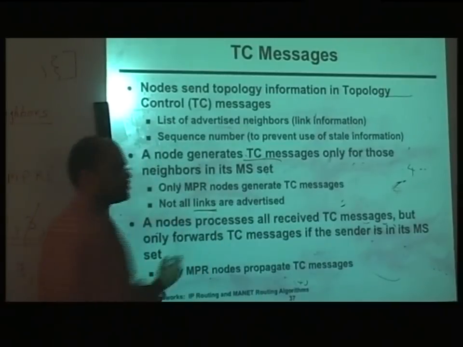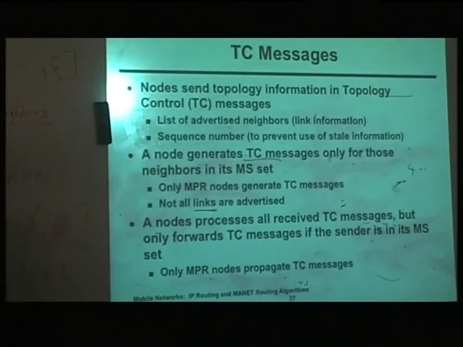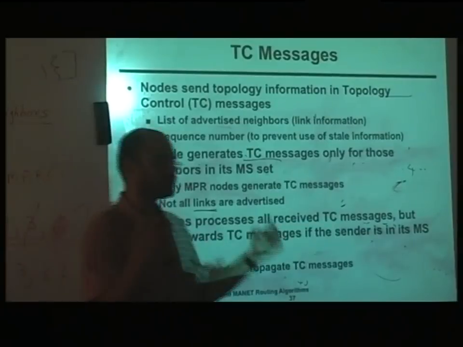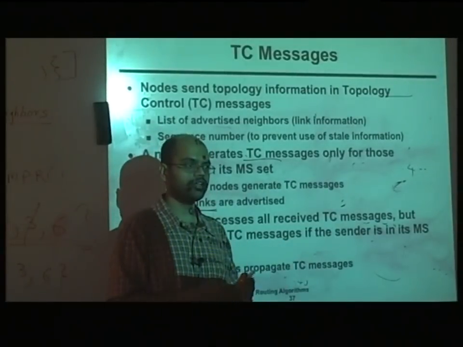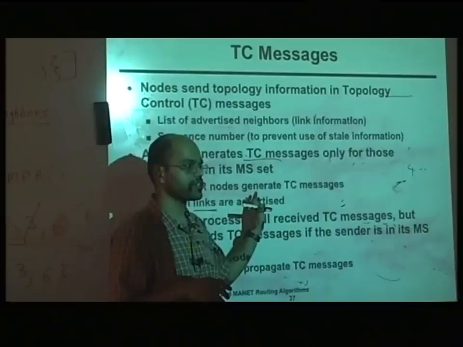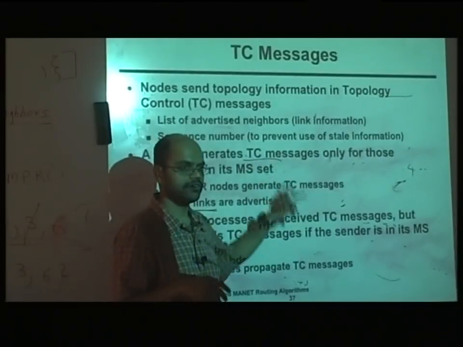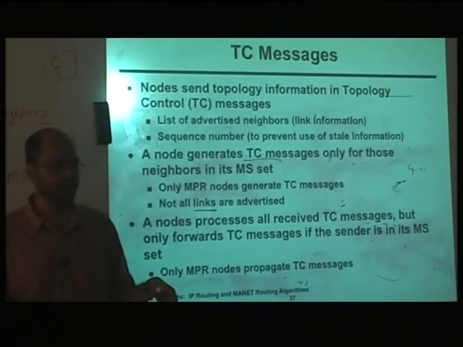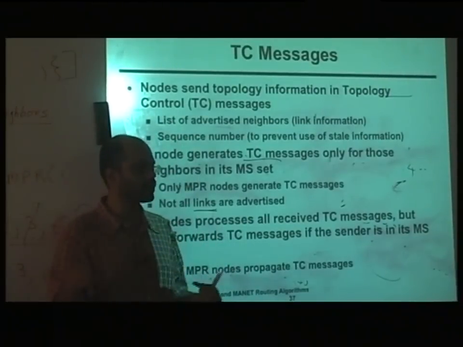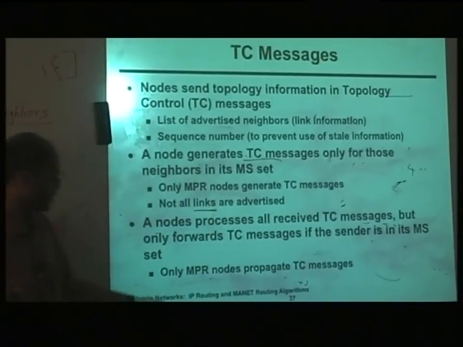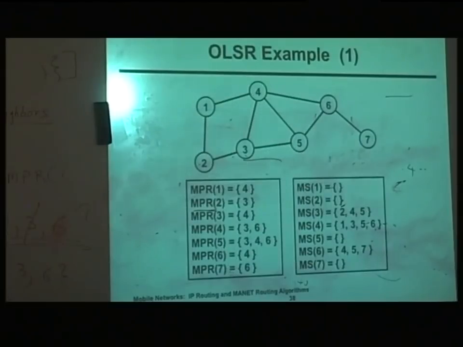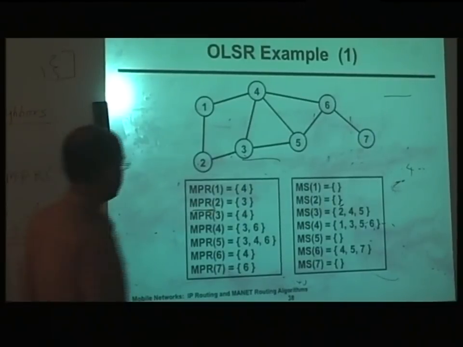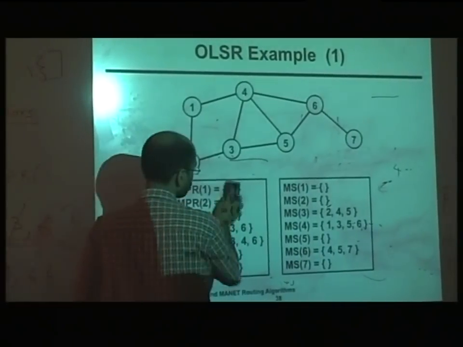Links. Right? So in link state, you advertise all the links. In the OLSR protocol, you only advertise links which are special, by definition of MPR and MS. So everybody will now know some links, and once you know this, you can find out the route. So at the end, we will have this routing table. So let's go through this.